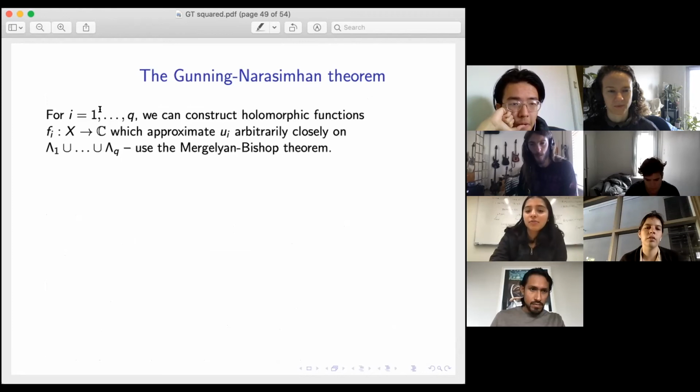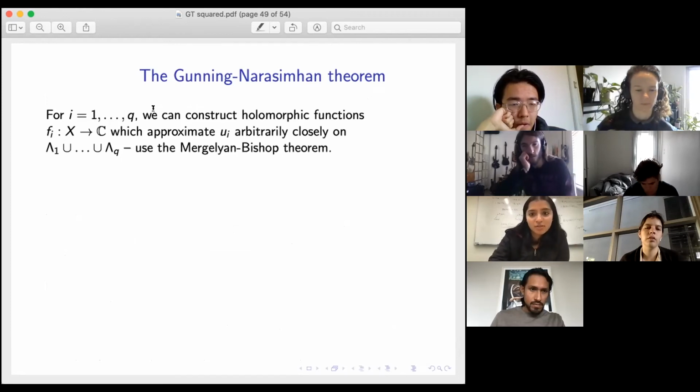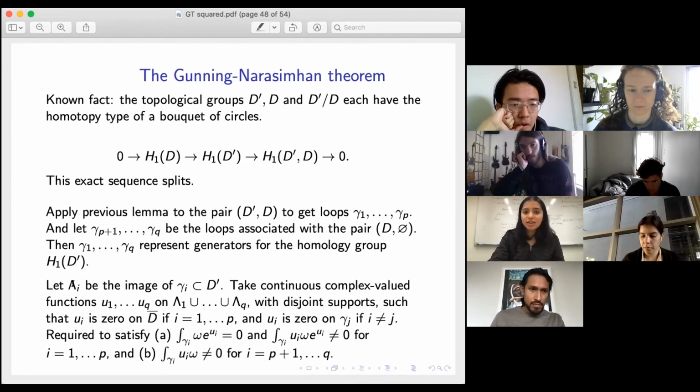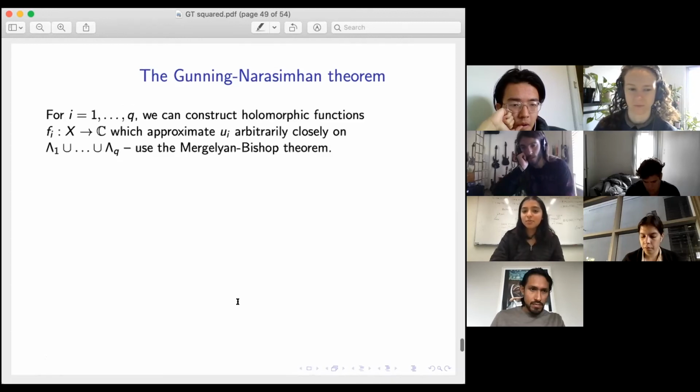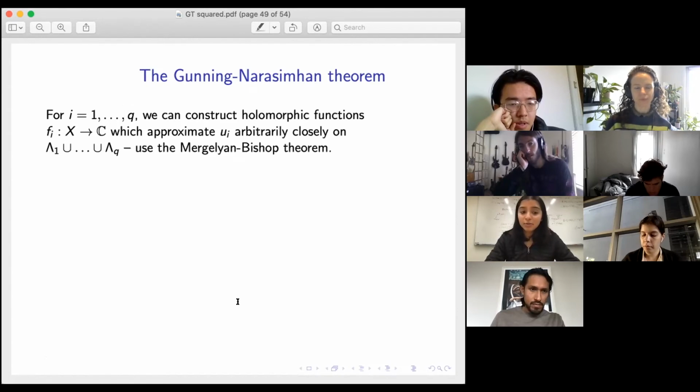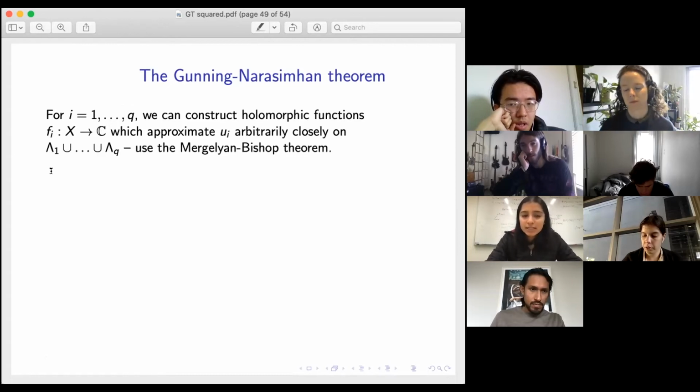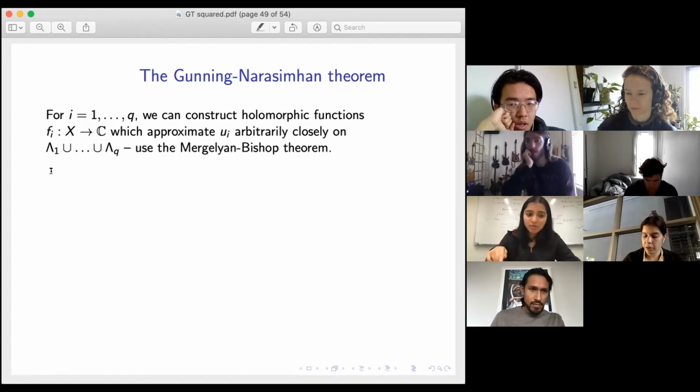So for I from 1 through to Q, we can construct holomorphic functions Fi, which approximate these functions which just sit in gamma 1 union through to gamma Q. We can construct holomorphic functions on the entire Riemann surface, which approximate these arbitrarily closely on this. And for that, we use the Mergelyan-Bishop theorem. Now, of course, its application is not entirely direct. In one of the cases we have to use the Mergelyan-Bishop theorem twice, but it's not particularly difficult to see how to use it.